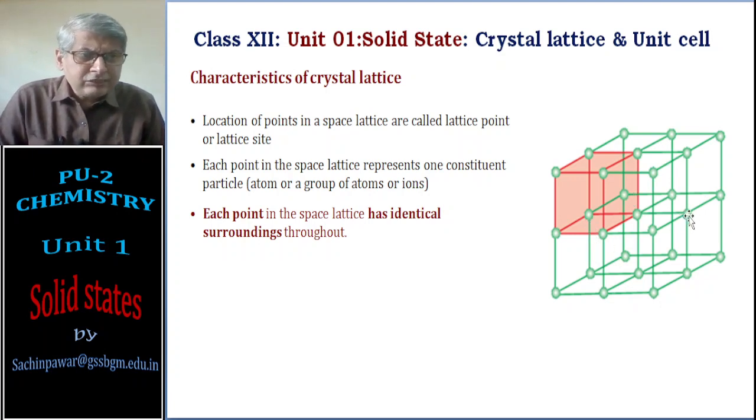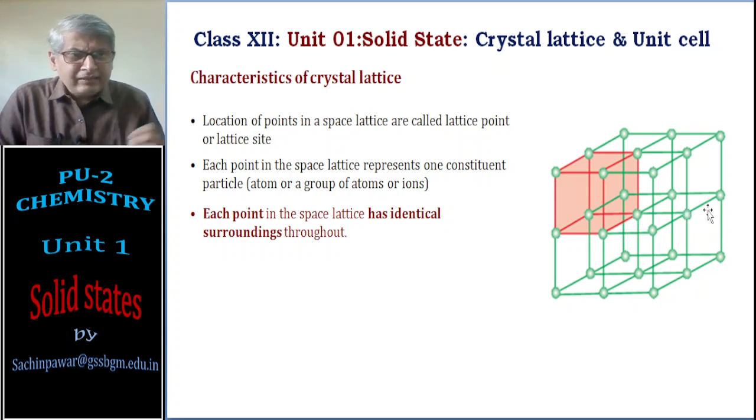Just see, for example, if I take this particle, then you see one particle here, one particle here, one particle here, one particle here, and then there will be one particle here, and if I extend, there will be one more particle similar like this, and that pattern continues everywhere. That is, each point in a space lattice has an identical surrounding.